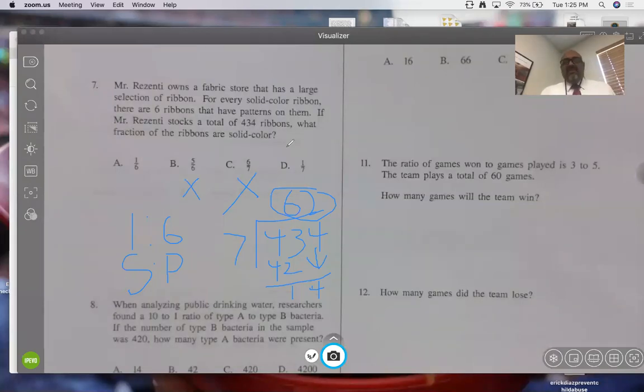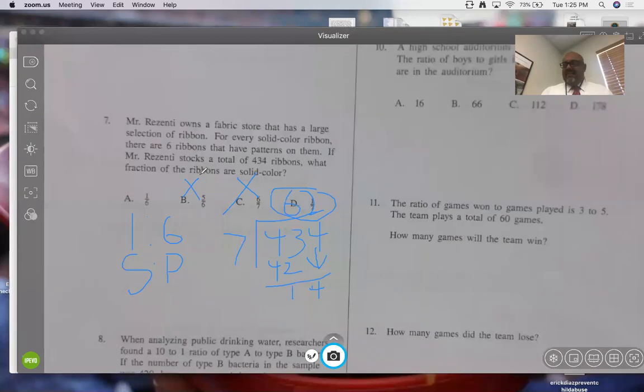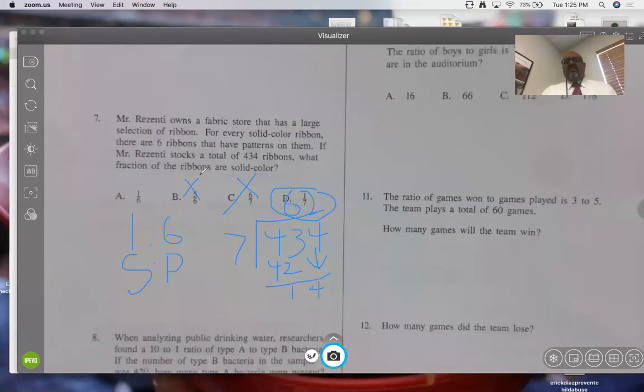It's pretty simple, and this one actually worked out well, so I don't need to go any further with any of these other ones. I know that my correct answer is D. Kind of a little bit of a different one, but hopefully that makes sense as we were able to get that math to work out there.